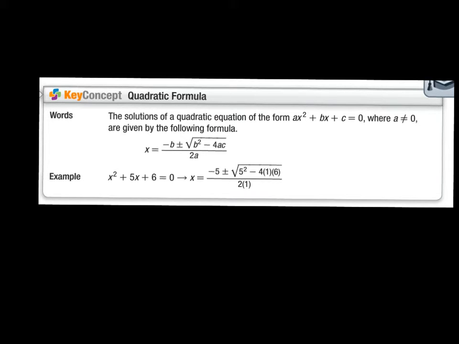In words, the solutions of a quadratic equation of the form ax squared plus bx plus c equals 0, where a cannot be 0, are given by the following formula. x equals negative b plus or minus the square root of b squared minus 4ac, all over 2a.